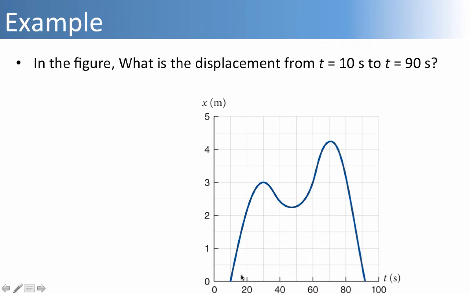We could also ask a displacement question about this figure. What's the displacement from t equals 10 seconds to t equals 90 seconds? The position is at 0 at 10 seconds, and is at 0 at 90 seconds, or let's say 92 seconds. And therefore the displacement is actually 0. Final minus initial position gives us 0.